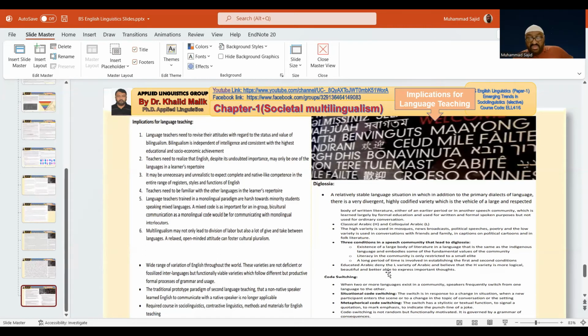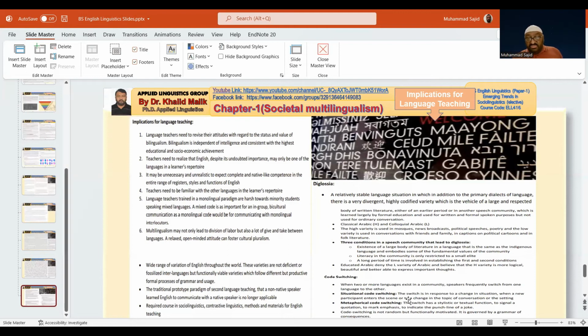Educated Arabs deny the L variety of Arabic and believe that the H variety is more logical, beautiful, and better able to express important thoughts. Code switching. Now, I have already discussed this, the code switching. So, when two or more languages exist in a community, speakers frequently switch from one language to the other. That has implications for language teaching.